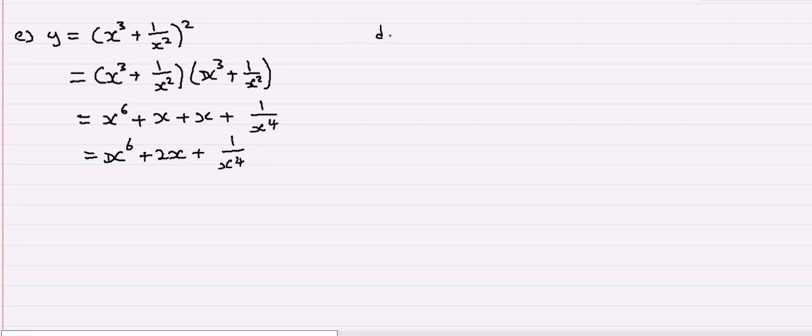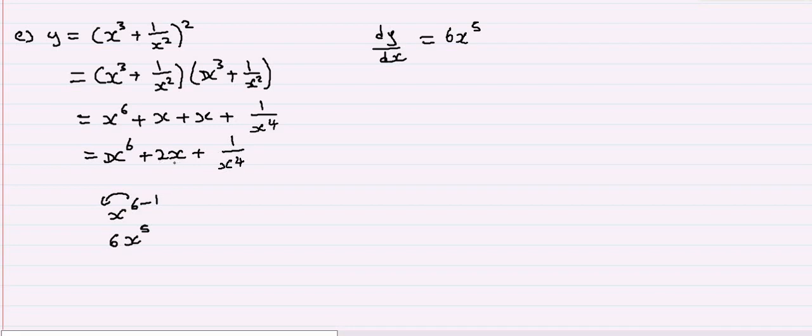So if we need dy over dx, it will be the same as, what is the derivative of x exponent 6? You multiply the coefficient with 6, it becomes 6x. You subtract 1 from the exponent, it becomes x exponent 5. So the derivative of x exponent 6 is 6x exponent 5.